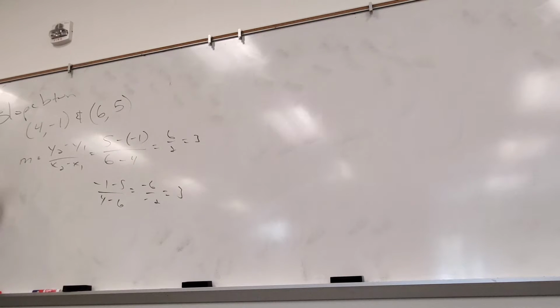Now, who can get the equation of this line? How do I know there's a line that goes through these points? Because that's how you define a line. 2 points can define a line. Also, a point and a direction defines a line. How do you get the equation of the line that goes through these 2 points?